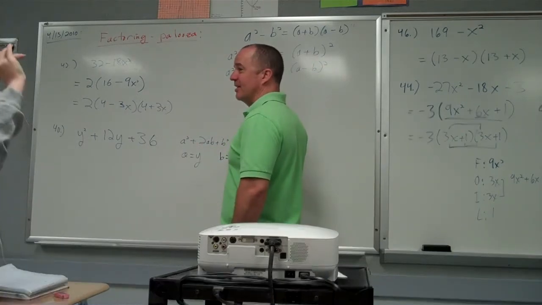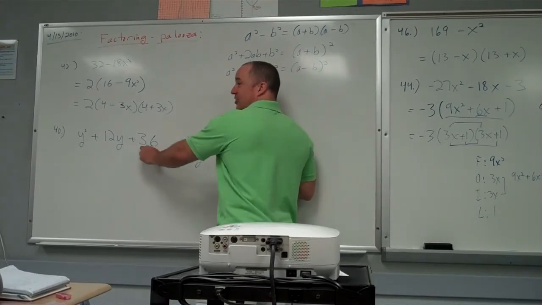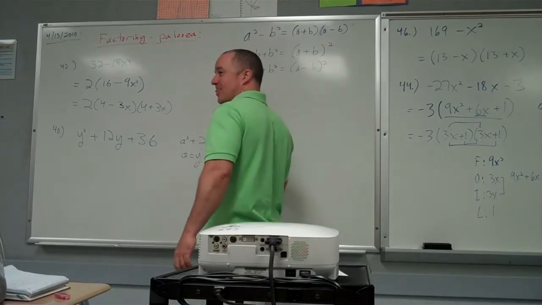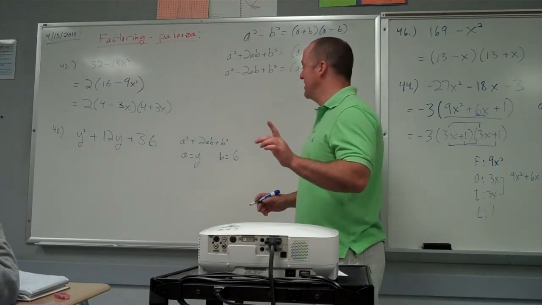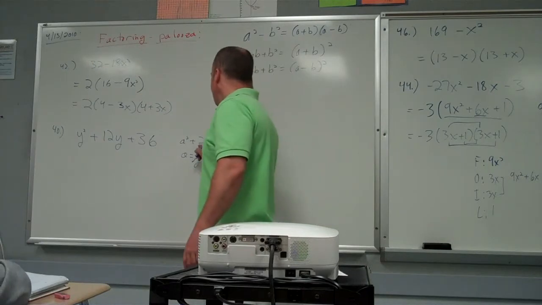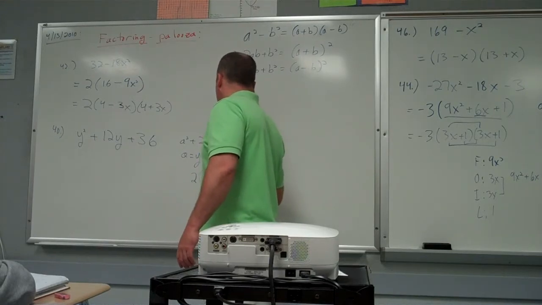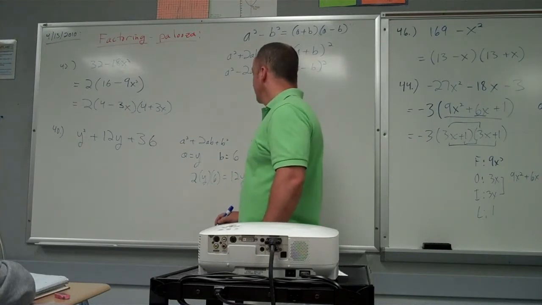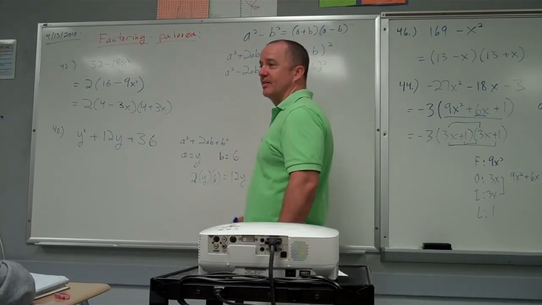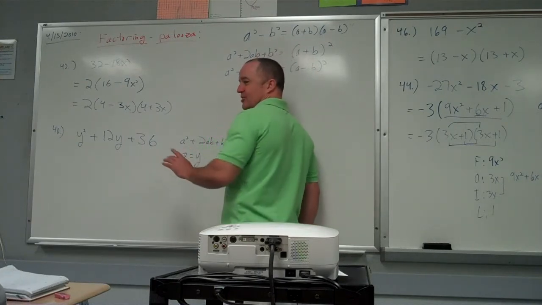b squared, something times itself is 36. 6. Now, here's our double check. 2ab then is going to be 2 times y times 6. And what's that? 12y. Where did the 6 come from? Is b always 6? No. How did you get a and b?